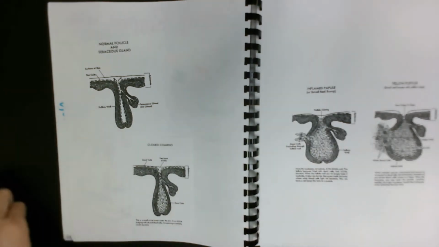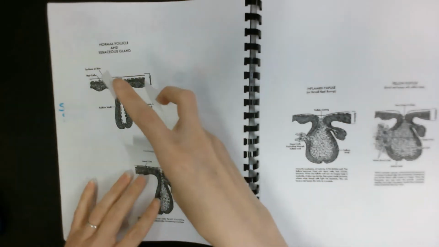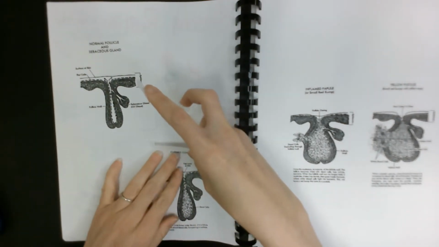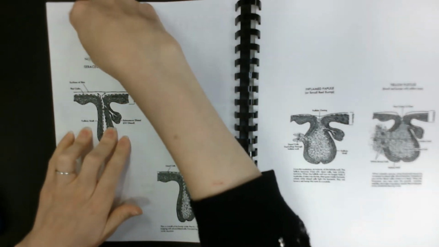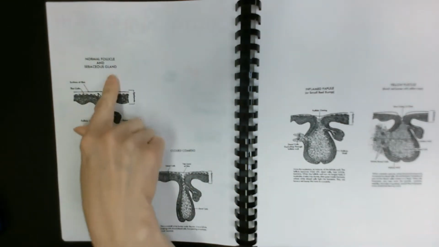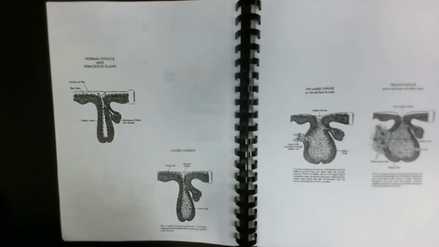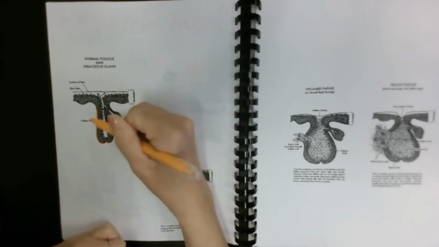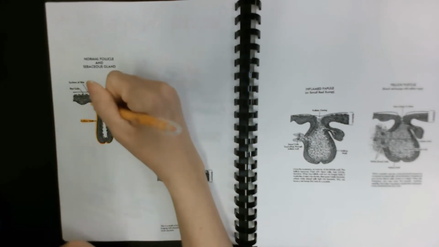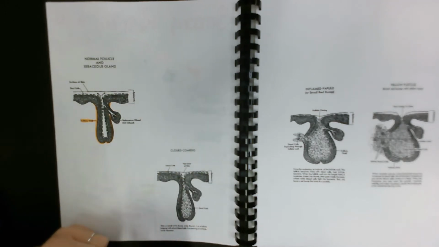So let's start with those 2 first. Now my glue did dry up on me, so I'm just going to go ahead and tape mine here, okay? So here we have a normal follicle. So here's the follicle. This is the follicle wall, right here. Gonna try to keep it as basic as I can, okay?